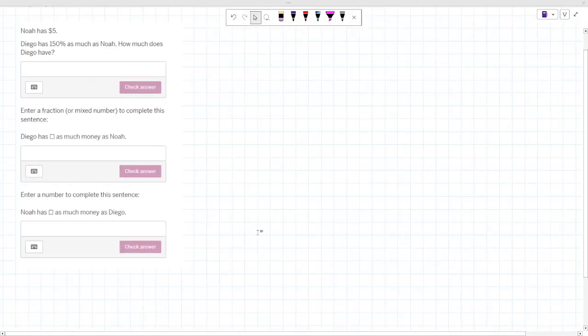So it says Noah has $5. Diego has 150% as much as Noah. How much does Diego have? So remember on that other problem about Noah, we thought about how we can get access to the percentage that I want. So here we know what 100% is, right? That's $5 because 100% of Noah's money is $5. We're wondering what's 150%. So what's another percentage we could find that would help us solve this problem?